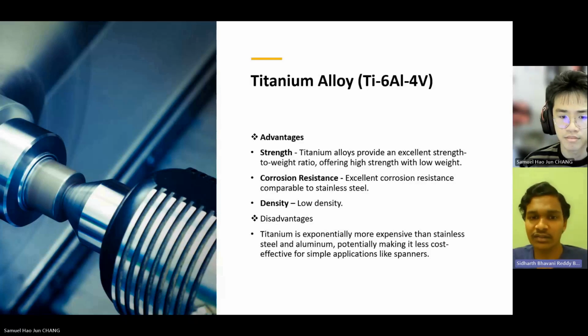But it has only one disadvantage, which is its cost. Cost is a crucial factor since spanners are mass produced. Titanium's exponentially high cost as compared to stainless steel and aluminum alloy makes it less favorable for making spanners.